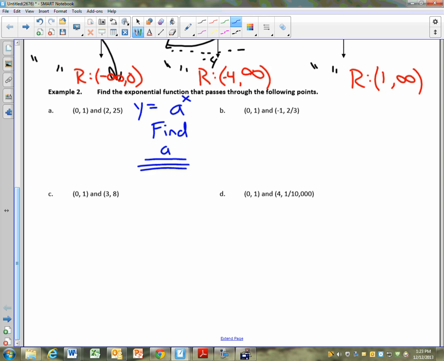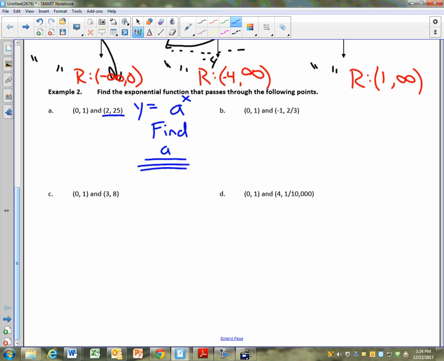0, 1. Anything to the 0 power is equal to 1. So it doesn't matter what a is, you can see that they all pass through 0, 1, just like our graphs up above when we first started drawing them. Well, let's look at the second value.